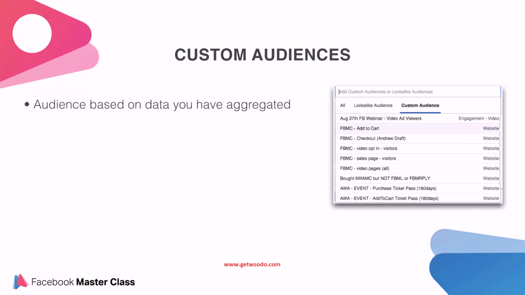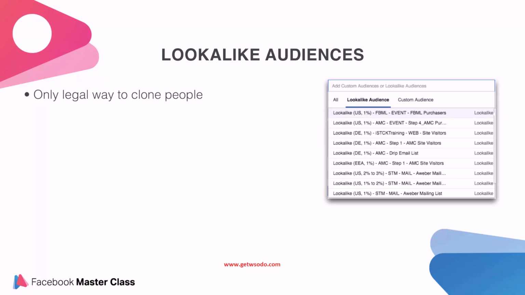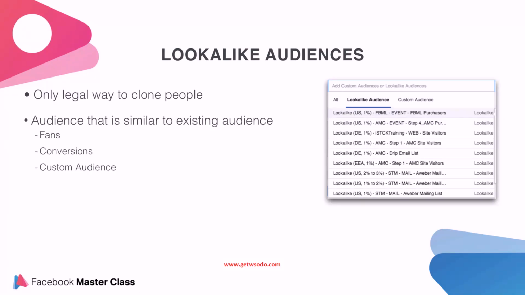Then we have custom audiences. Custom audiences are essentially audiences based on data you have aggregated. And at the moment, there are four main audience types. So we have customer data, for example, a list of buyers, website traffic, app activity, and engagement. And last but not least, we have lookalike audiences. This is the only legal way to clone people, thank God.